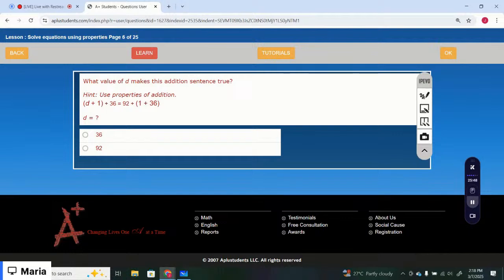What value of D makes the addition sentence true? That is D equals 92. Option number two is the correct option.